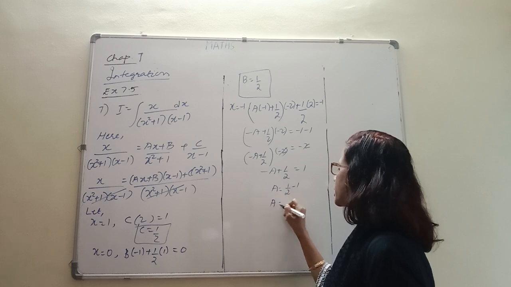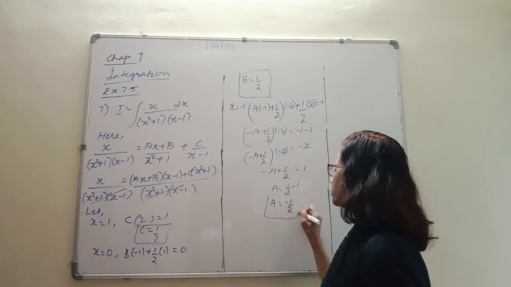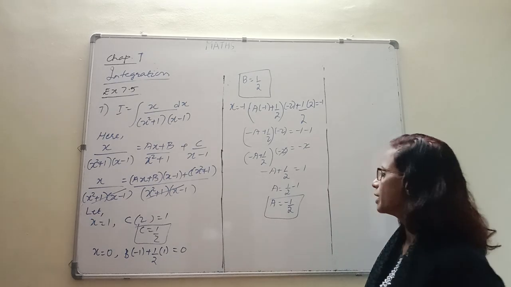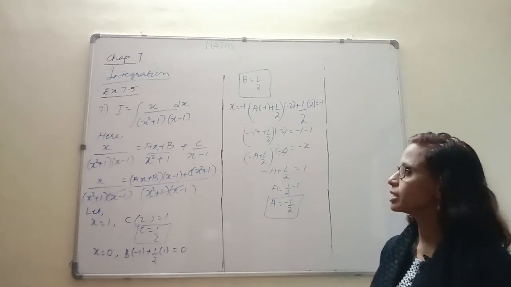So a becomes negative half, whatever be. So we've got all the three. We've got c as half, we've got b as half, and we've got a as negative half. Let's go back to I.